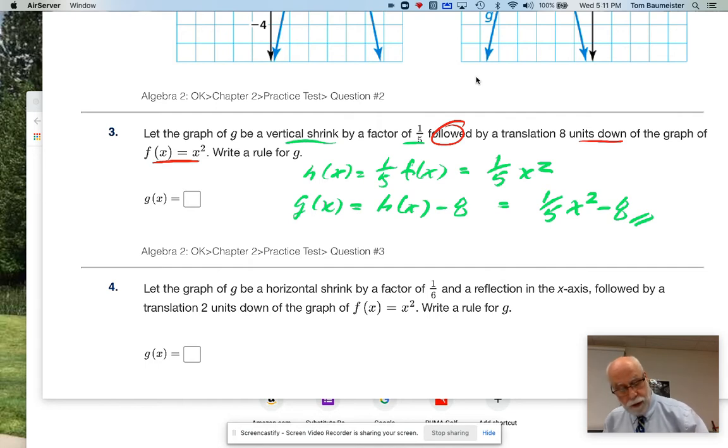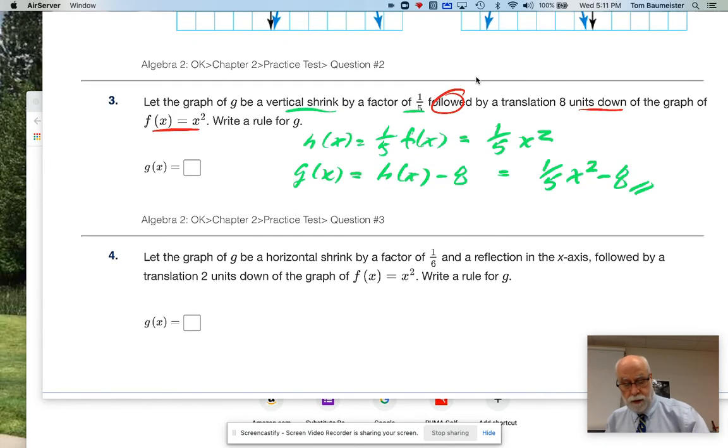Number 4 says, let there be a horizontal shrink. And you guys were telling me good stuff here. Whenever you see horizontal shrink, you're going to take that factor, you're going to flip it over, and you're going to attach it to the x. All right, so on this one here, we would say our h of x then.